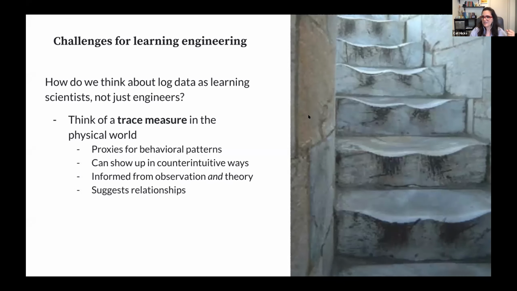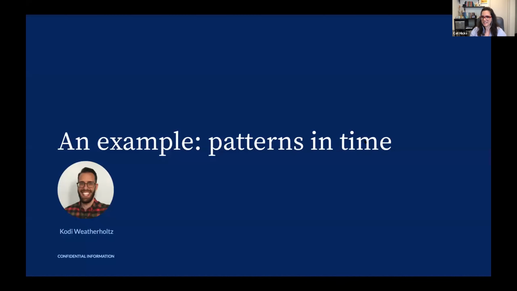So now I'm going to turn it over to Cody, who will talk through some examples of how we take this approach in our work. Yeah, hi all, I'm Cody. I'm going to go through two kind of data viz centric examples.